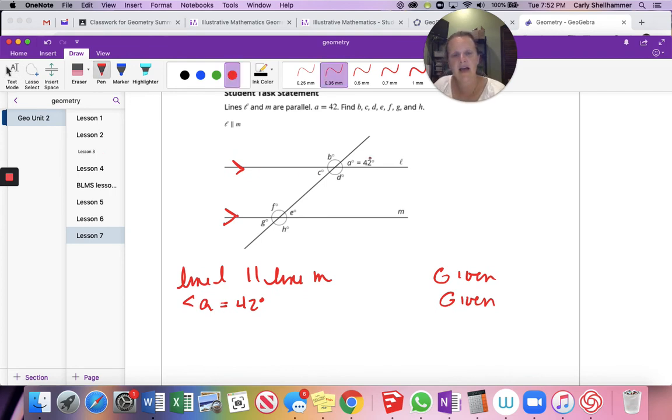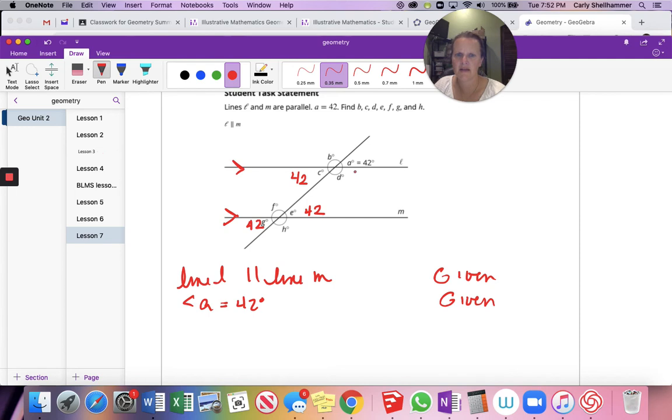Well, angle A is corresponding to angle E. And I know when two lines are parallel, corresponding angles are congruent. I know angle A is vertical with angle C, and vertical angles are congruent. Now angle C is corresponding to angle G, so that's congruent, but angle E is vertical to angle G, so that's also congruent. So I could have found angle G in two different ways.